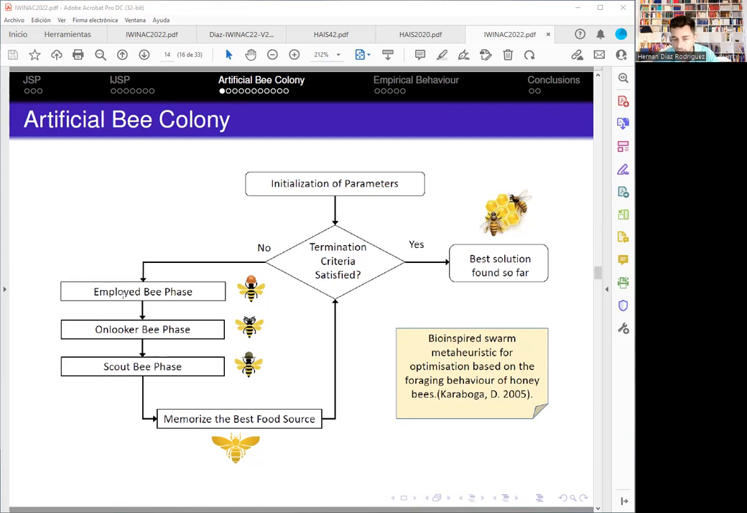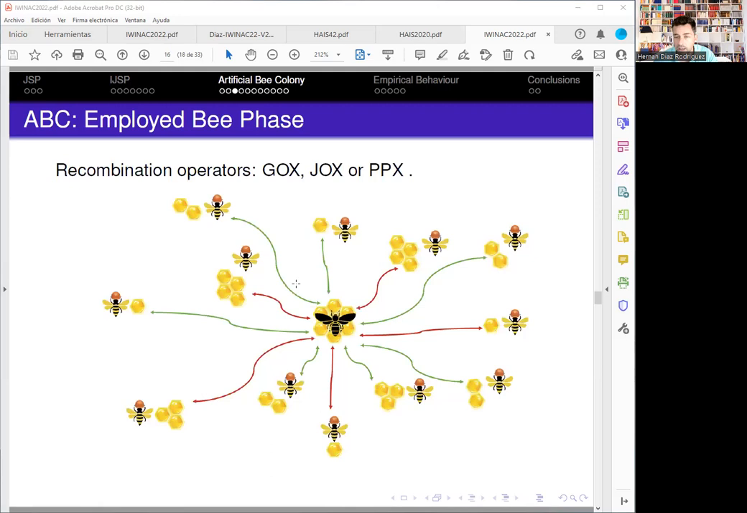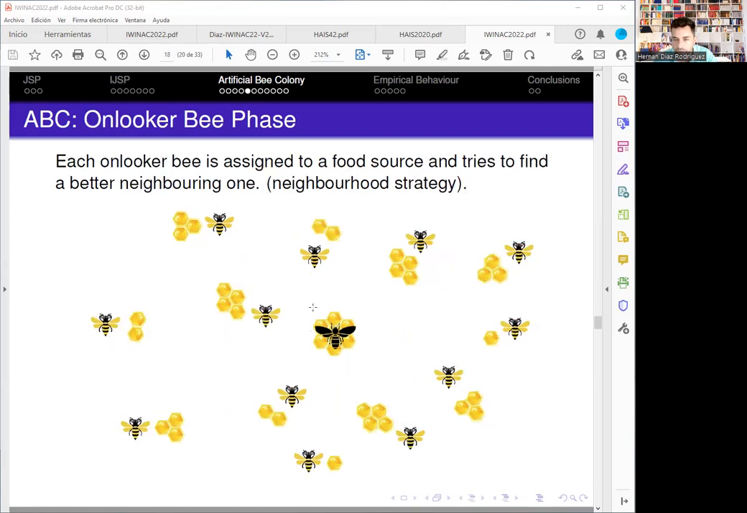So let's have a look in detail at each one of these phases, starting with the employed bee phase. In the employed bee phase, each food source is assigned to one employed bee that explores a new candidate with a recombination strategy. The recombination operators are three operators adapted from the classical JSP problem, and they allow us to recombine each food source with another. We have different strategies for this, but in the first strategy, we always recombine with the best solution, the one belonging to the hive queen. If the candidate found by the bees is better, it will replace their current food source, and otherwise we increase the number of trials of the food source.